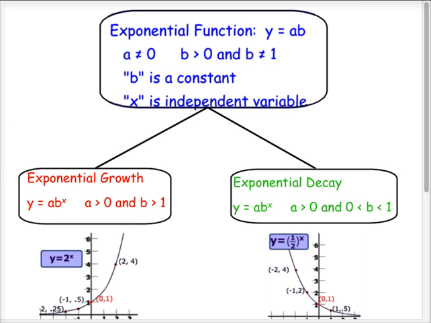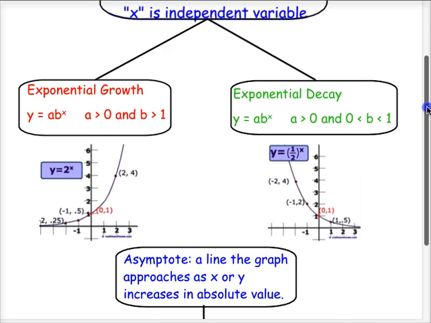Now, here's a nice little flow chart to kind of summarize a bunch of the things that we just talked about. So, oh, somehow the x did not record there, so that should be y equals ab to the x. You can add that in, please. So, here, a and b cannot be 0. B is a constant, x is going to be our independent variable.